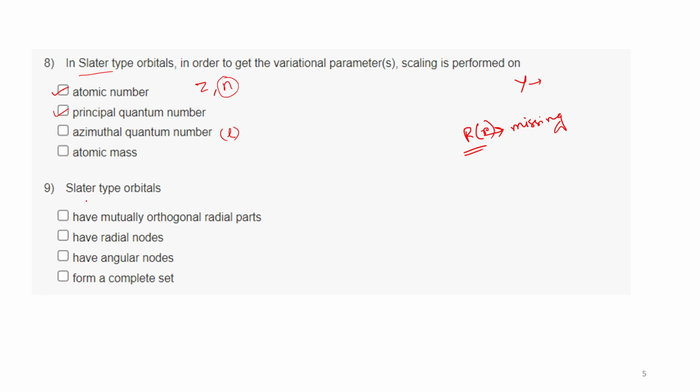For question number 9: the Slater type orbitals have mutually orthogonal radial parts. Is it correct? No, there is no orthogonal radial part because the radial polynomial is missing. They don't really have radial nodes either. But they have spherical harmonics, so they can have angular nodes, and they can form a complete set. So these two, C and D, are the right answers, and the first two are not correct.